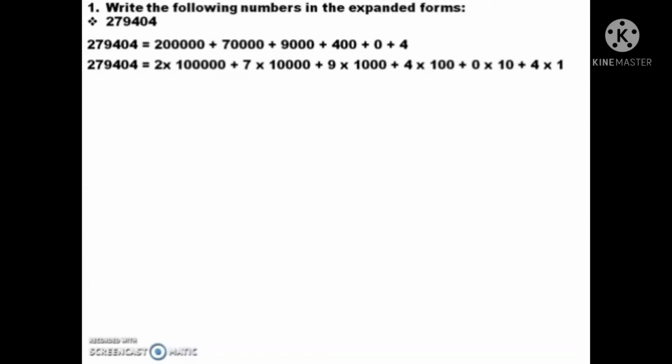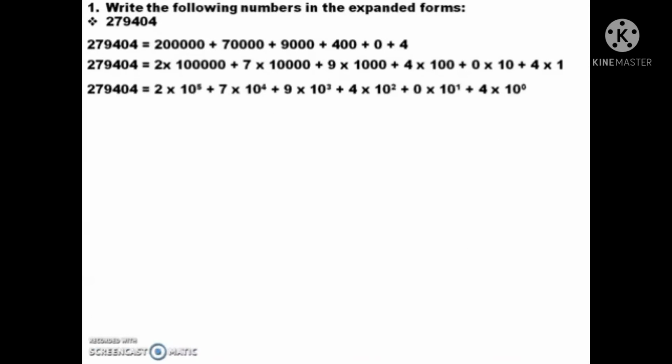As class 7 students, you should know how to write numbers in expanded form using exponents. This is the form which you need. The third line is the required answer for you: 2 into 10 raised to 5 plus 7 into 10 raised to 4 plus 9 into 10 raised to 3 plus 4 into 10 raised to 2 plus 0 into 10 raised to 1 plus 4 into 10 raised to 0.